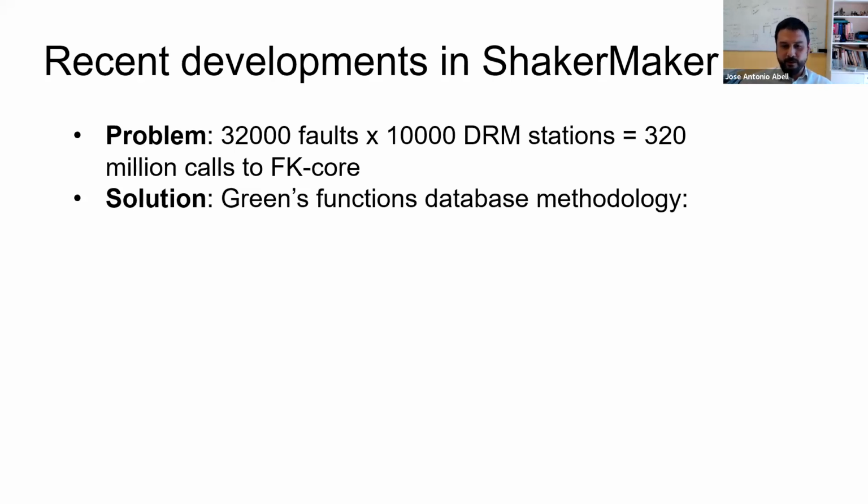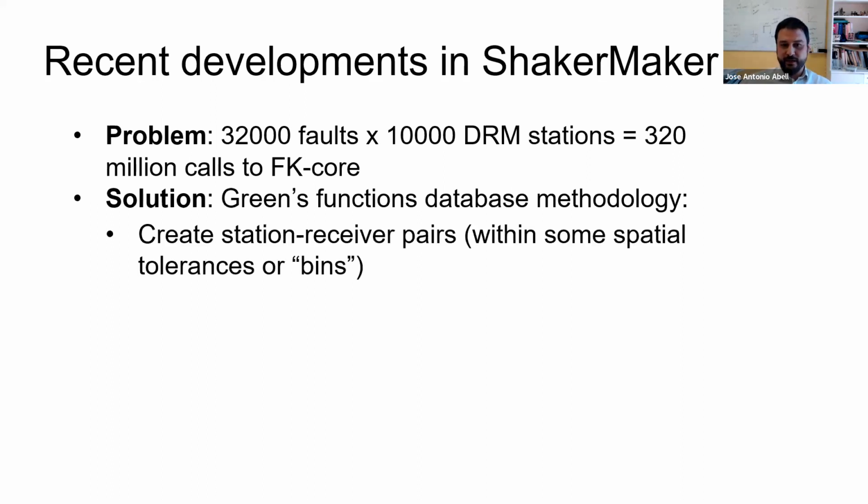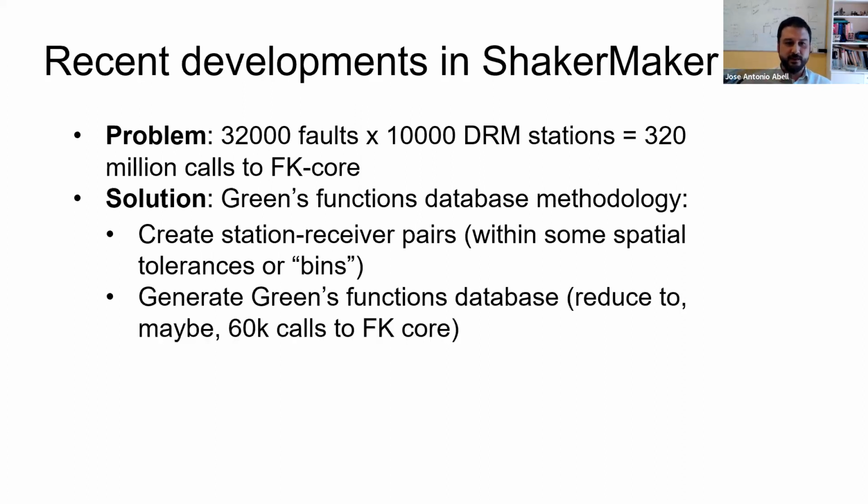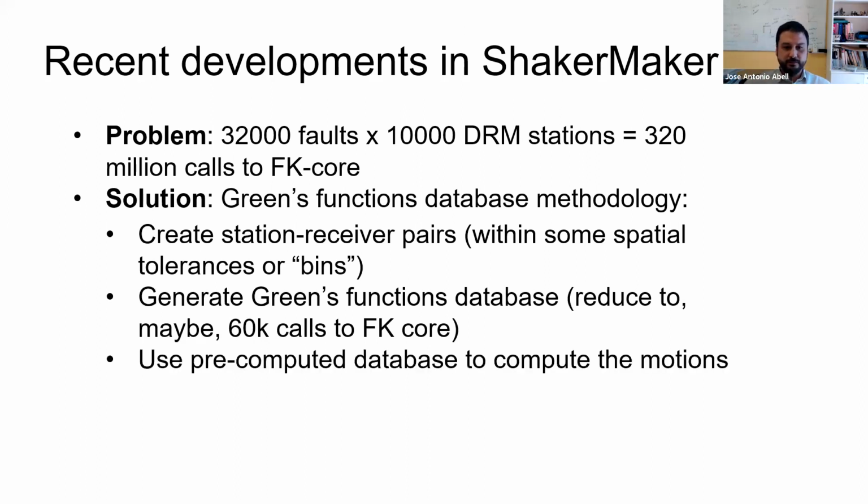So we implemented a solution, which is building a Green's function database. To create that database, you pair up the points and figure out which ones are at the same range, distance, and depth bins. There's some approximation there: you say that nearby points have kind of the same Green's function. That's the idea. And you generate this Green's function database, which reduces those 320 million calls into about 60K calls of the FK core, which is manageable with modest computational resources. And then we use this pre-computed database to compute the DRM motions, basically.